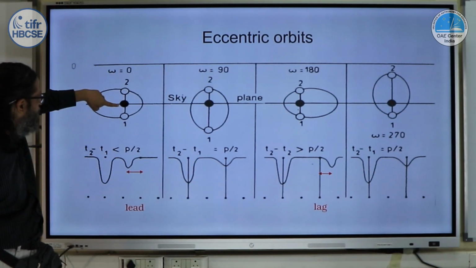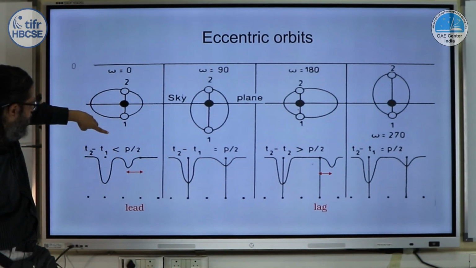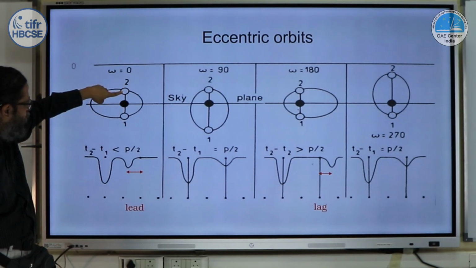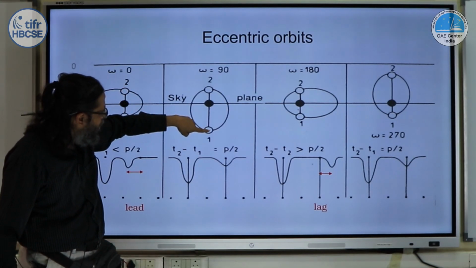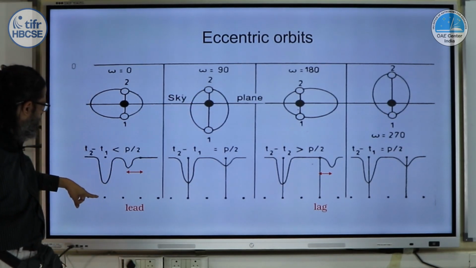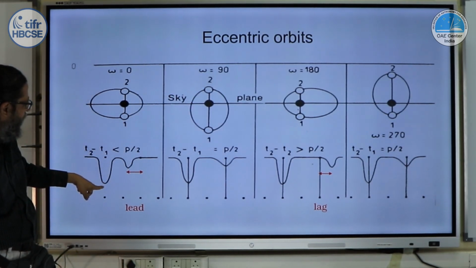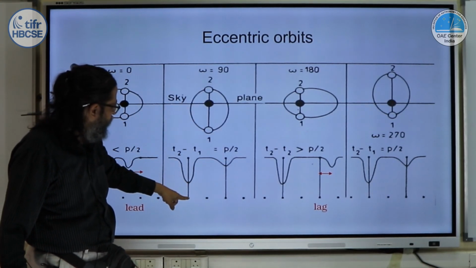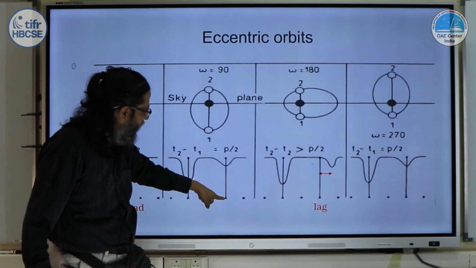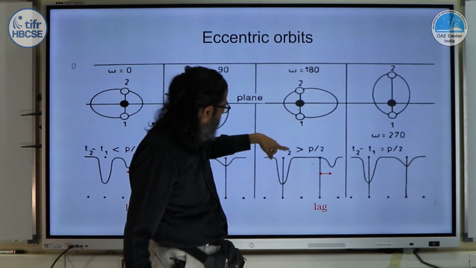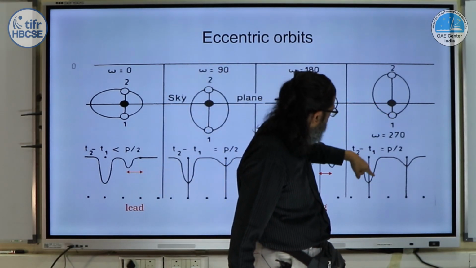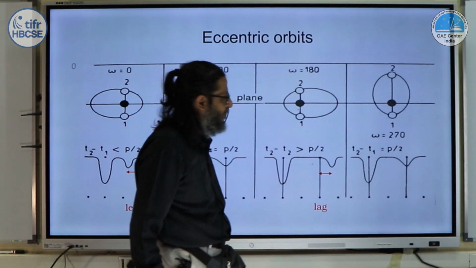So, look at it here. What happens when this object is at position 1? This is my object, and this is position 2. This corresponds to the first eclipse, this corresponds to the second eclipse. Similarly here, this is my first eclipse, this is my second eclipse, and here too, this is my first eclipse, this is my second eclipse.